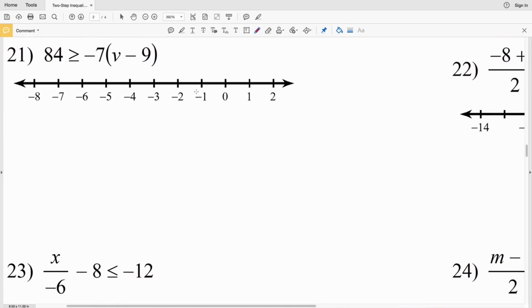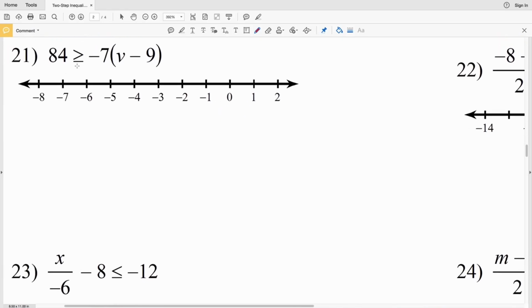Number 21, 84 is greater than or equal to negative 7v minus 9. 7 can go into 84 evenly, so as opposed to distributing the 7 at the start, I'm just going to divide by a negative 7. When I divide by a negative 7, I have to remember to switch the inequality. 7 goes into 84 12 times, so it's going to be negative 12.